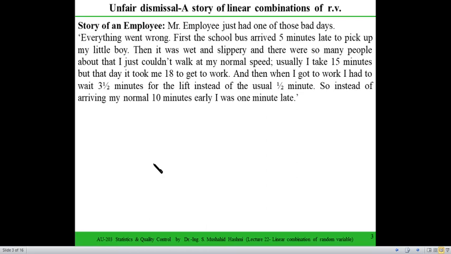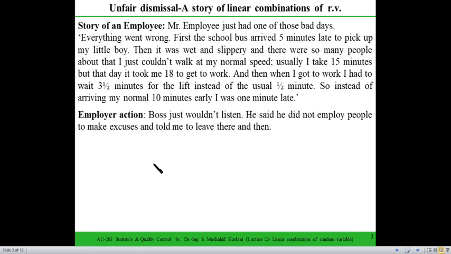So this is a story of an employee, and by hearing the story, the employer's action is that the boss just won't listen to his story, and he simply doesn't accept his excuse and asks him to leave. So do you think that his case is for an unfair dismissal?